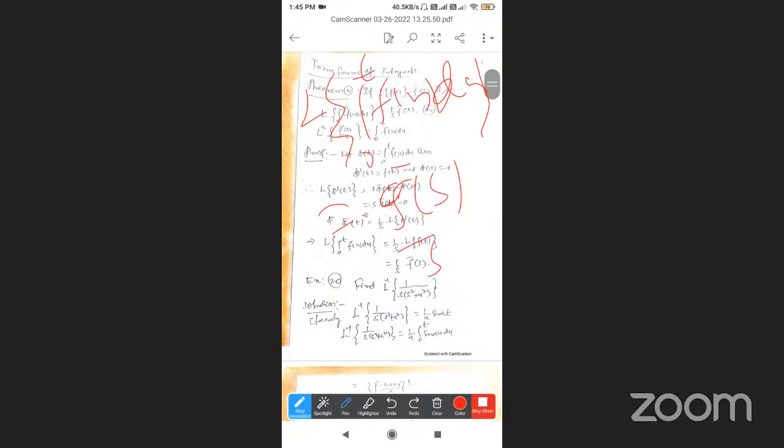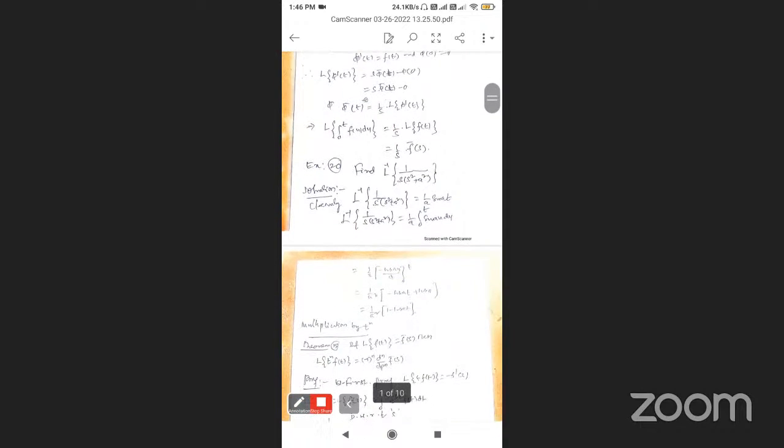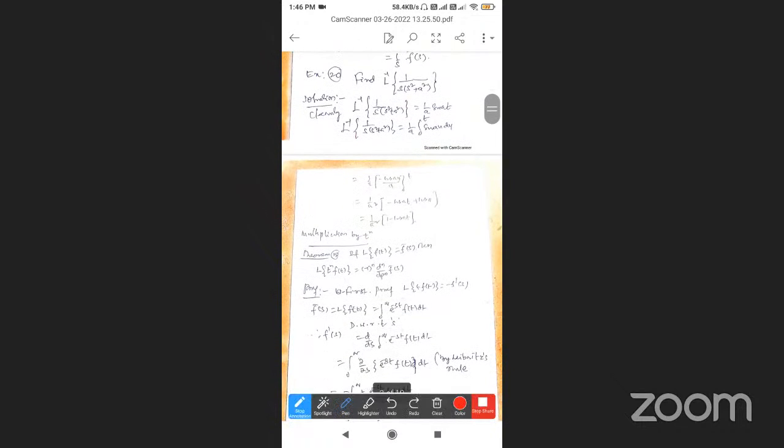Next, this is an application problem. You have to apply the same; I have given it in the notes, so look at the notes to clear it up. The question is: find the inverse Laplace transform of 1 by s into s square plus a square.